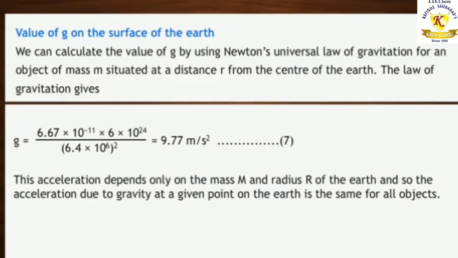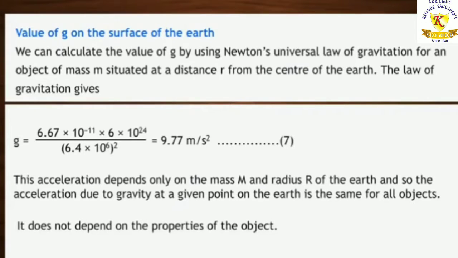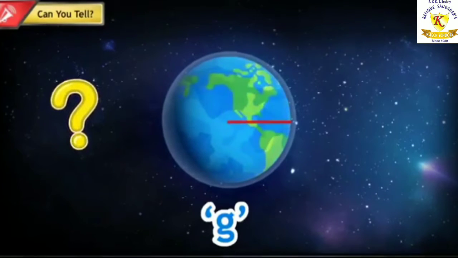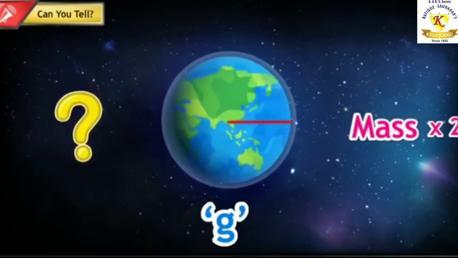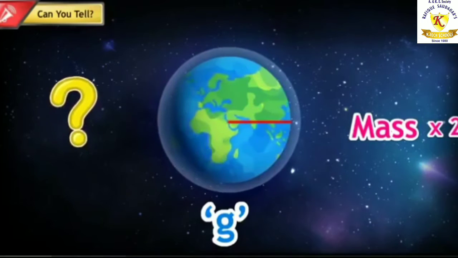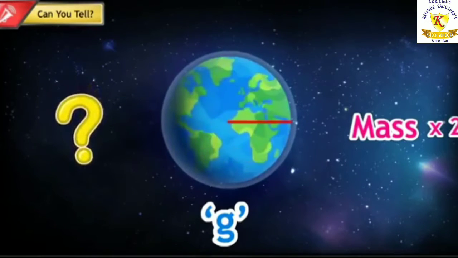This acceleration depends only on the mass M and radius R of the Earth, and so the acceleration due to gravity at a given point on the Earth is the same for all the objects. It does not depend on the properties of the object. Can you tell, children, what would be the value of g on the surface of the Earth if its mass was twice as large and its radius half of what it is now?